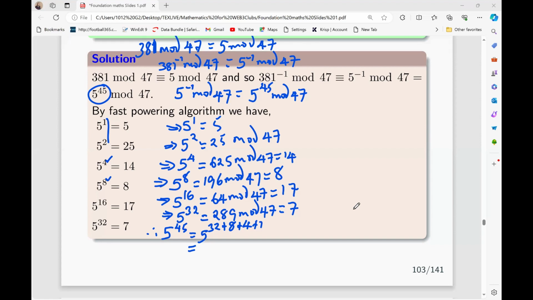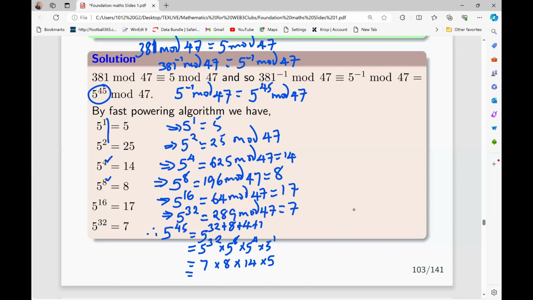Now, this is the same as 5 raised to 32 times 5 raised to 8 times 5 raised to 4 times 5 raised to 1. Let's multiply and divide by our divisor, which is 47. Okay, my calculator is ready.